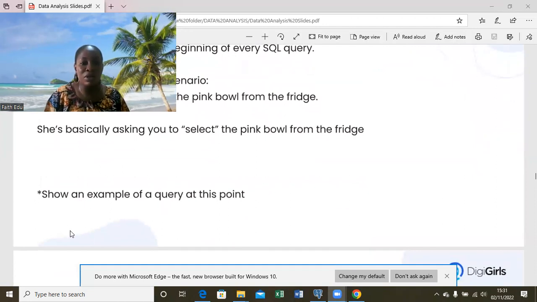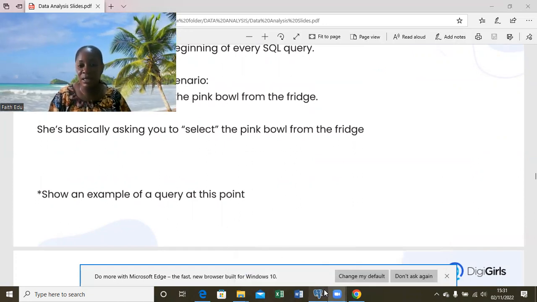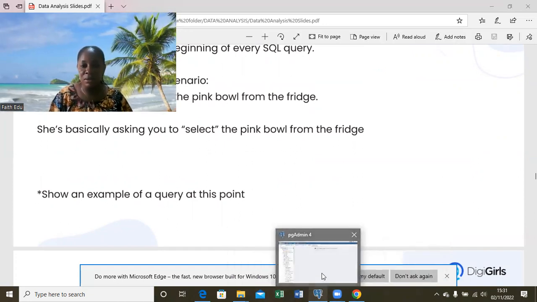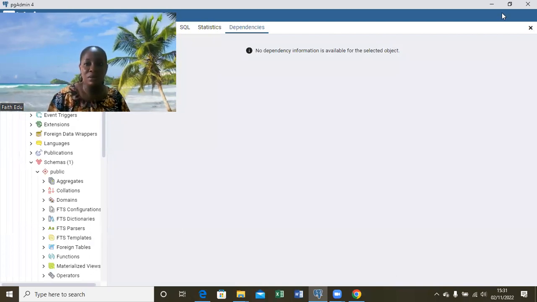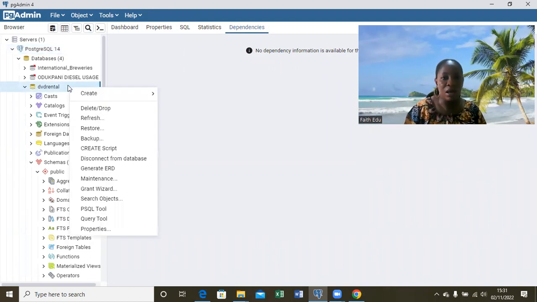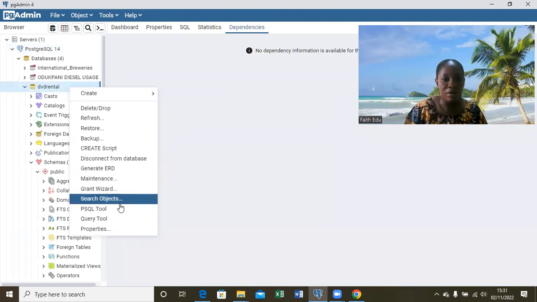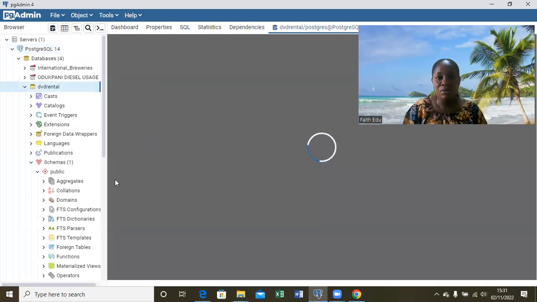Now we are going to look at an example of a query. We did some work in our previous class. So I'll go to my pgAdmin. It's already open. Since we are working with our DVD rental, go to the DVD rental database. I want to query DVD rental. So this is my query tool.